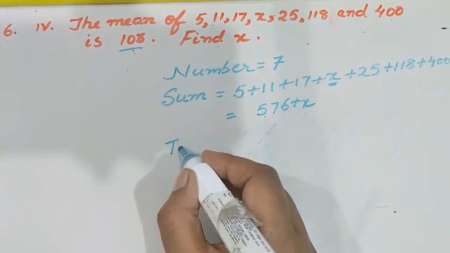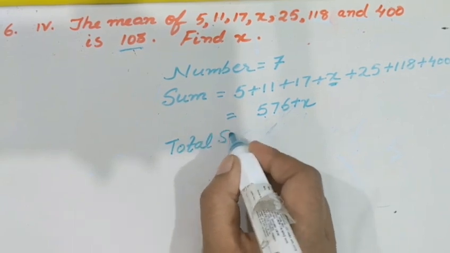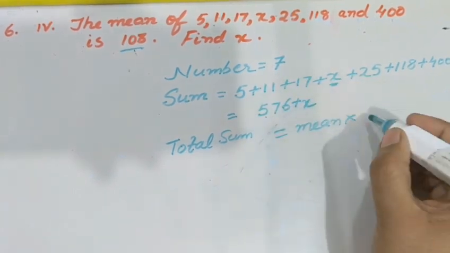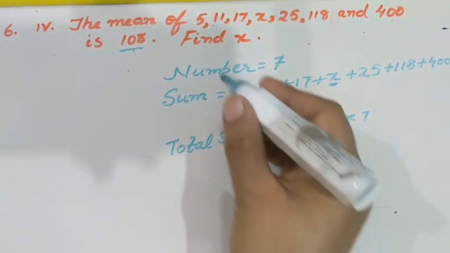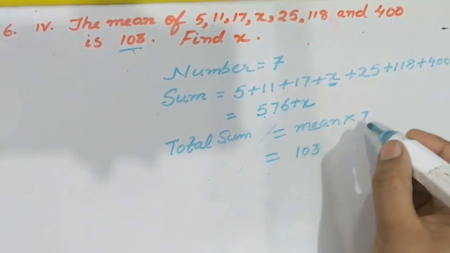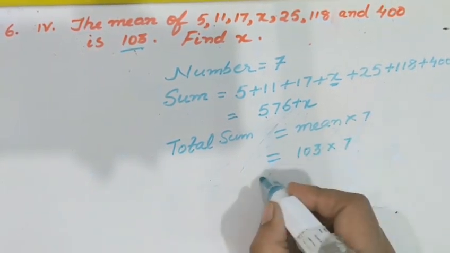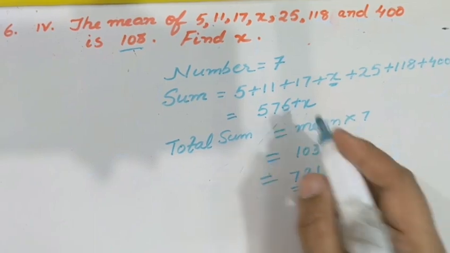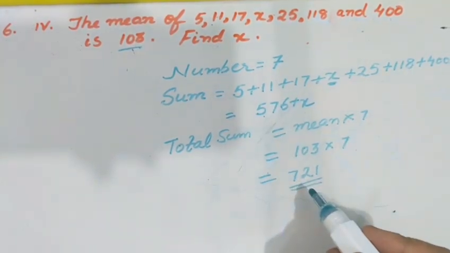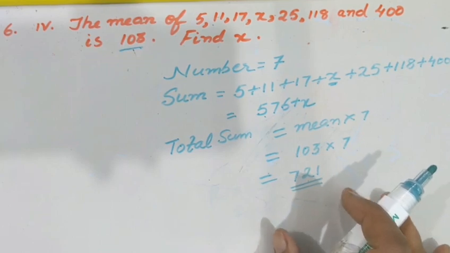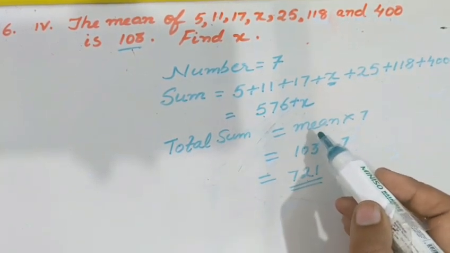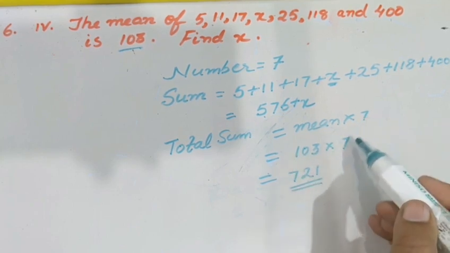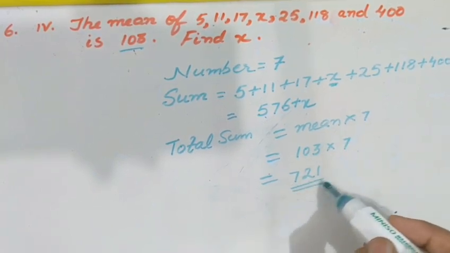Total sum, how will you get? Or the sum of total observation equals to mean given into number. Number is 7. So what is mean here? Mean is 103 and the number is 7. So when you multiply, 7 3 is 21 and 7 1 is 7. So the total sum of all these observations is 721. Hope this part is clear. We can easily find the total sum by the formula mean into the number of observations. Mean is 103 and the number of observation is 7.